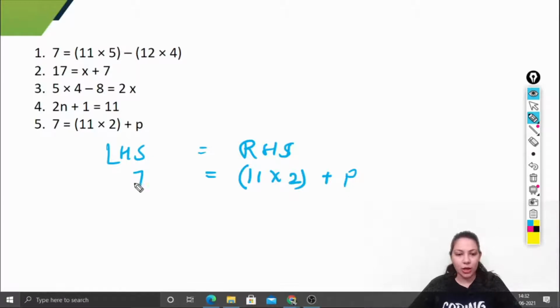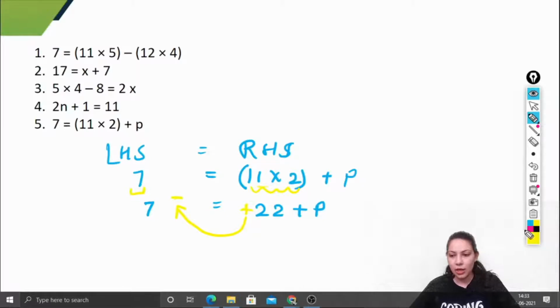Okay, so now the 7 will remain here. Firstly I have to shift this, but before shifting I have to solve this. So 11 to the 22 plus p equals 7. Now here the sign of 22 is plus. If I shift it over here, the sign will change to minus. So let us change the sign and substitute right here.